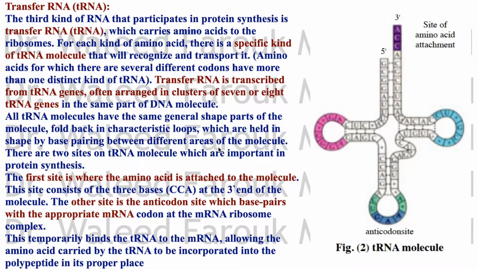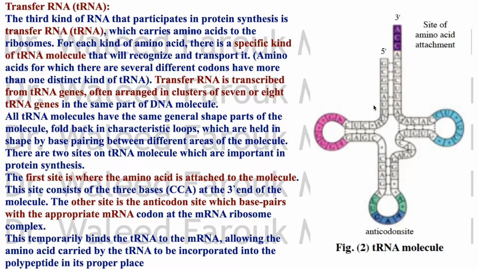Transfer RNA is the third kind of RNA that participates in protein synthesis. For each kind of amino acid, there is a tRNA specific to it that recognizes it and attaches to it. Transfer RNA is transcribed from tRNA genes arranged in clusters of 7 or 8 tRNA genes in the same part of the DNA molecule.